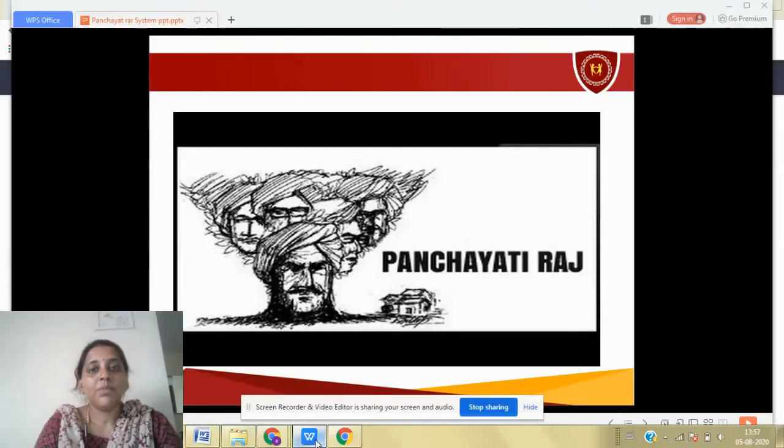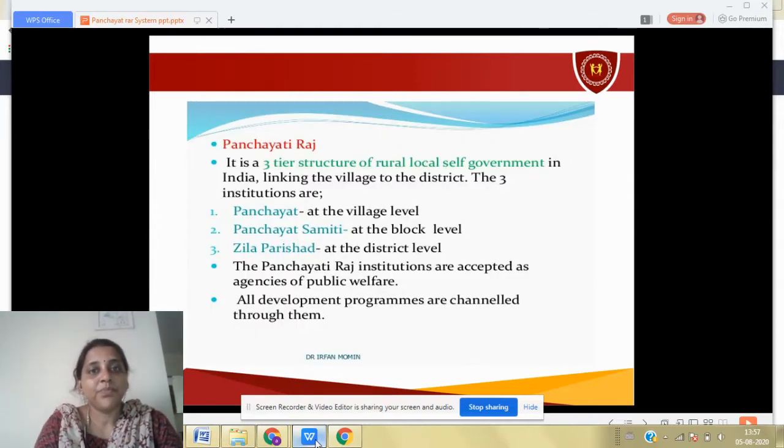Of governments where people elect their representatives within their area, and they are also a part of administrative governance in that particular area. Here, children, the Panchayat Raj system is a three-tier structure. It is Panchayat at the village level, Panchayat Samiti at the block level, and Zilla Parishad at the district level.